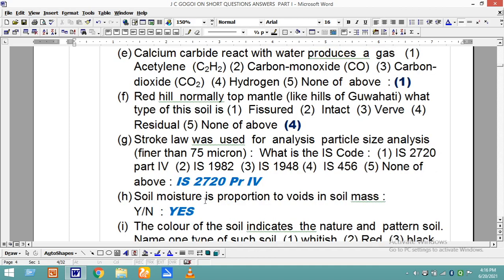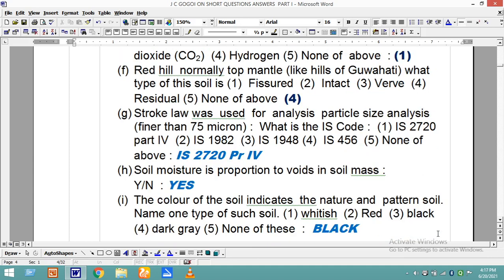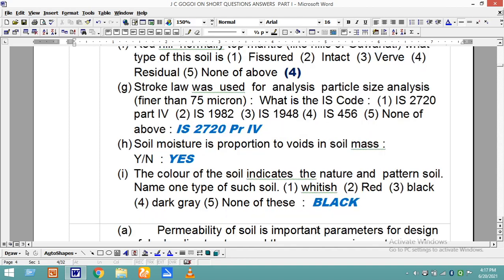Soil moisture is proportional to voids in soil mass. Yes, more voids, more moisture in soil. The color of soil indicates the nature and pattern of soil. Name one type of such soil. Whitish, red, black, dark grey, none of these. There is one type of soil, black cotton soil. It originates from the color, black cotton soil.